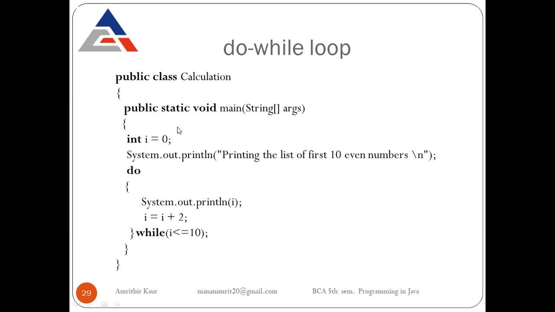For example, if we initialize our value i equals to 12, then 12 will be displayed, and now it becomes 14. After this, the condition is checked: 14 is less than or equals to 10? Our condition is false, but at least one value is displayed. So this is the working of the do while loop.